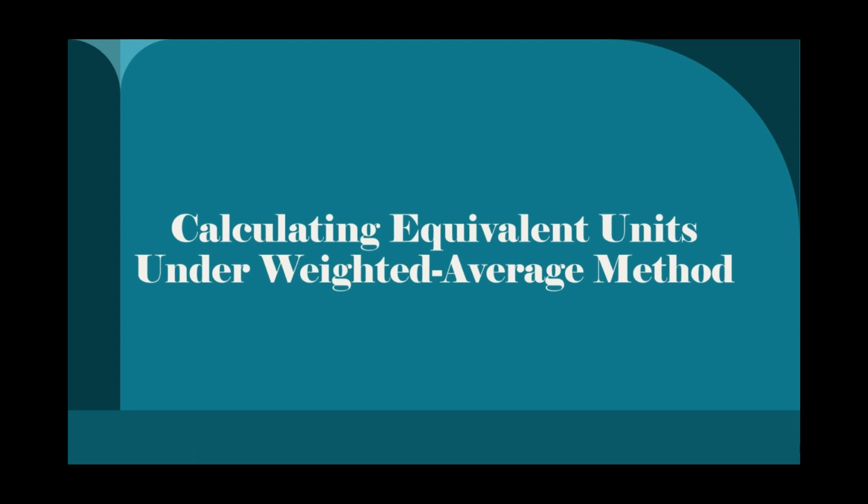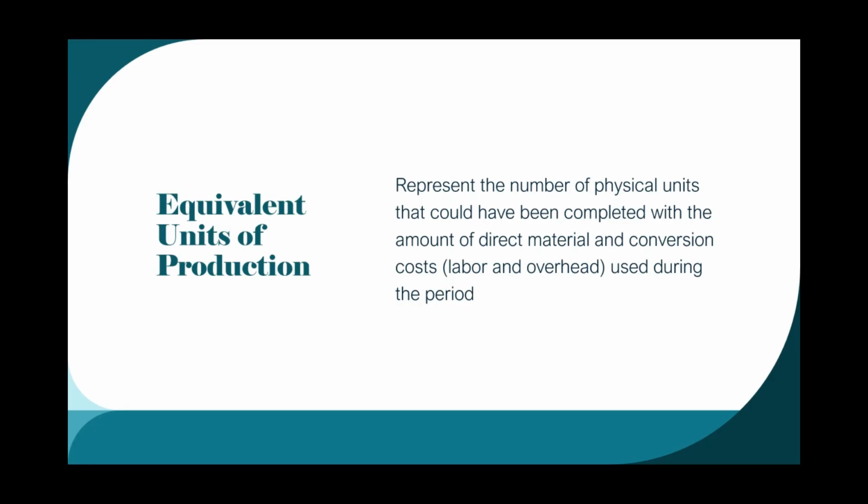Hi, in this video I explain how to calculate equivalent units under the weighted average method. Now, equivalent units of production represent the number of physical units that could have been completed during the period when we consider the amount of material and conversion costs that were used.